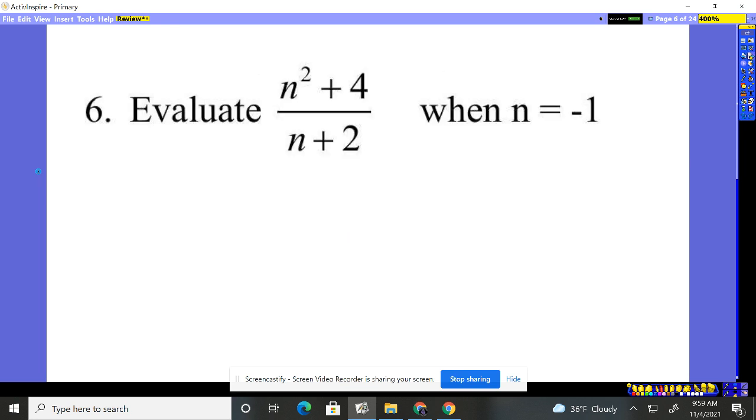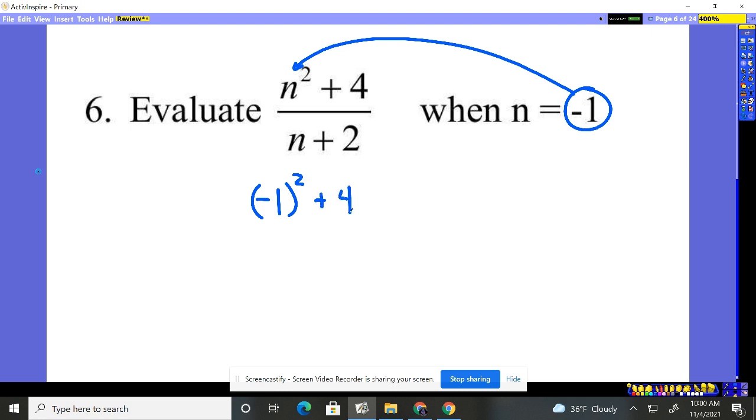Number 6, evaluate this when n is negative 1. So I just plug negative 1 in here and into the bottom n. So negative 1 squared. Now you have to remember, especially if you're using a calculator, though you shouldn't have to on this, when you square a number, you need to put it in parentheses or you're going to get a wrong answer.